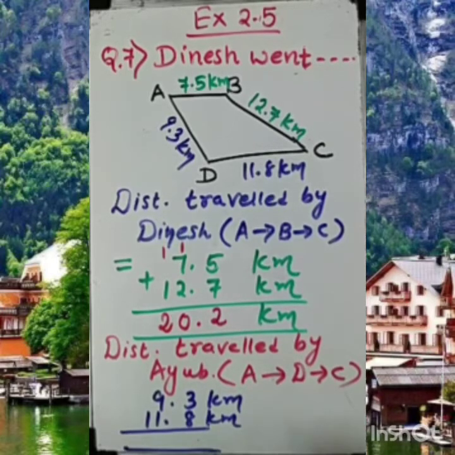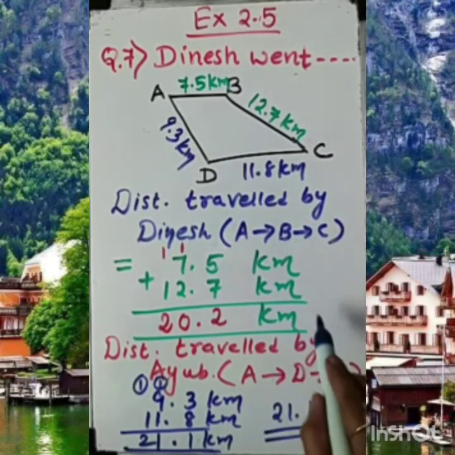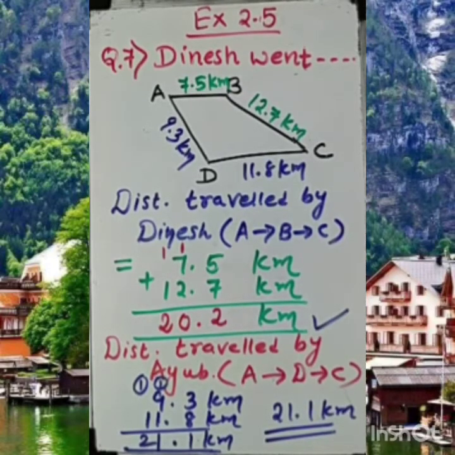I hope it's visible. 3 plus 8 is 11, so 1 and 1 carry over. 9 plus 1 is 10, 10 plus 1 is 11. Again 1 carry over, 1 plus 1 is 2. So in such a case, my dear student, the answer is 21.1 kilometers for Ayub, and for Dinesh it is 20.2 kilometers. So let's compare both of these results and find out who is traveling more.